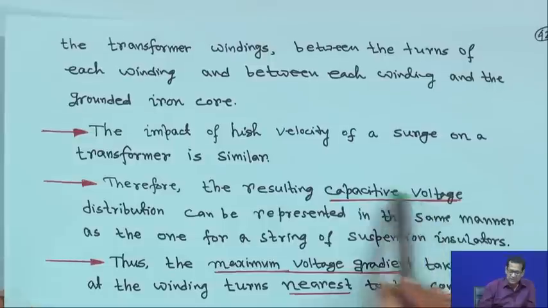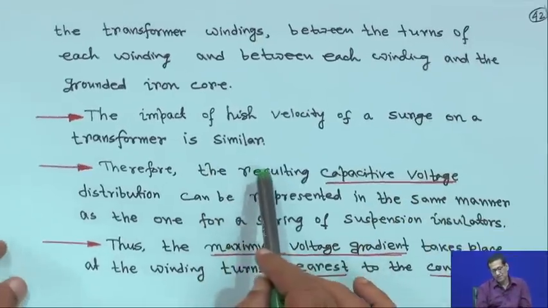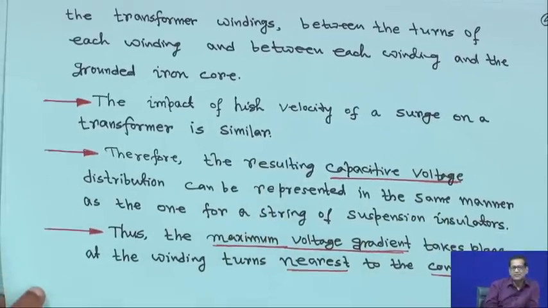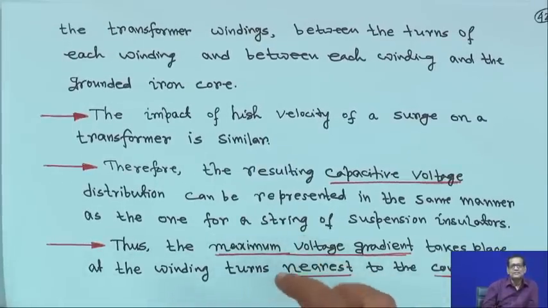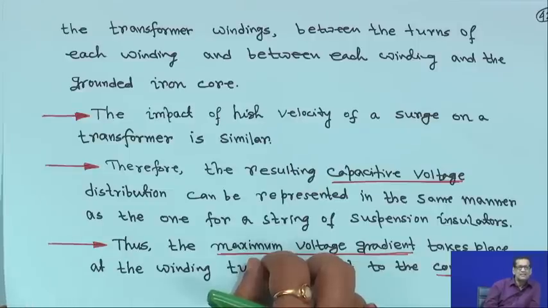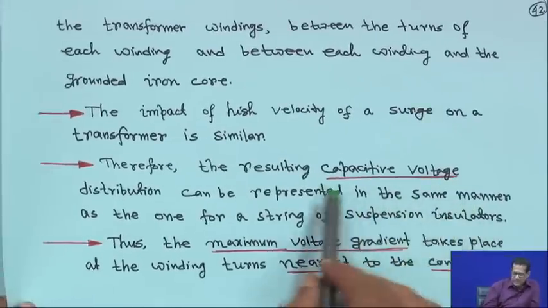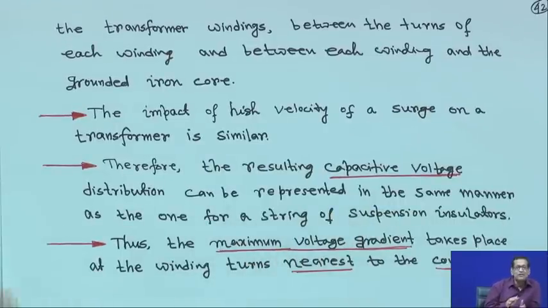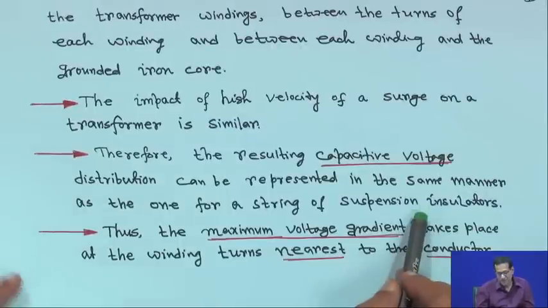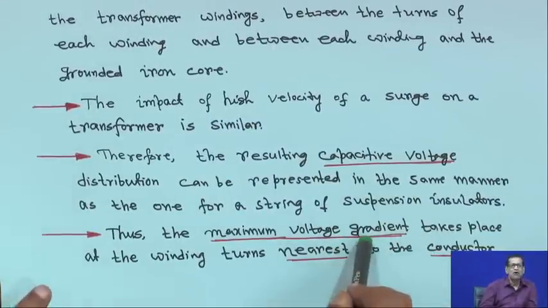So what will happen? The impact of high velocity of a surge on a transformer is similar. Whenever it is terminated by resistance or impedance or whatsoever, the impact will remain the same, and it can damage the transformer insulation, and the transformer can be totally damaged. Particularly this happens during lightning stroke, we will see later, right. Therefore, the resulting capacitive voltage distribution can be represented in the same manner as we have done for a string of suspension insulators. Here we will not analyze, we will just tell the cause.